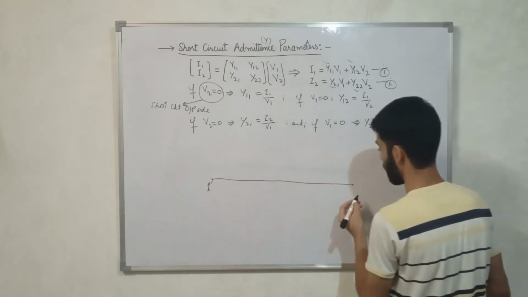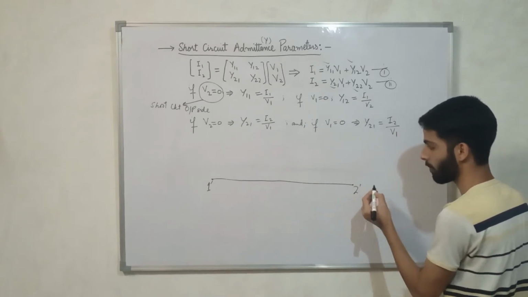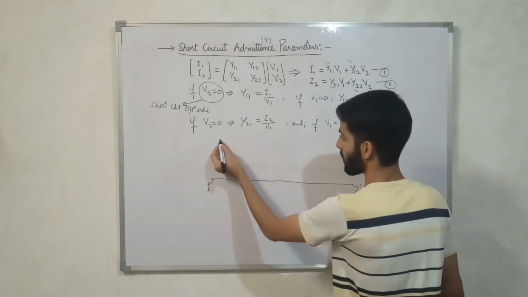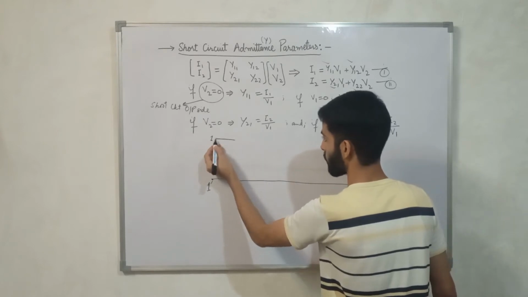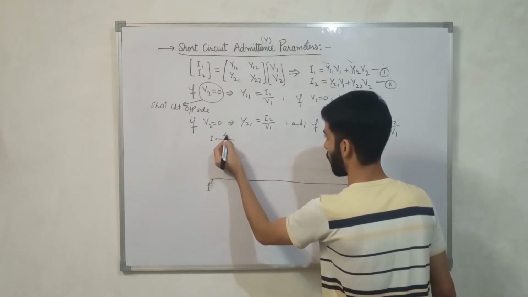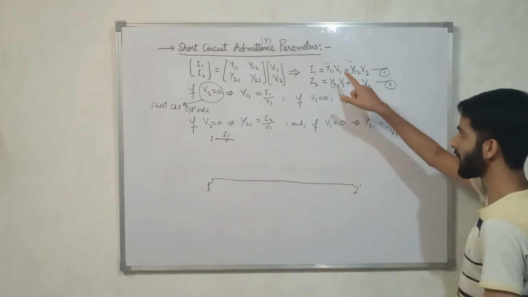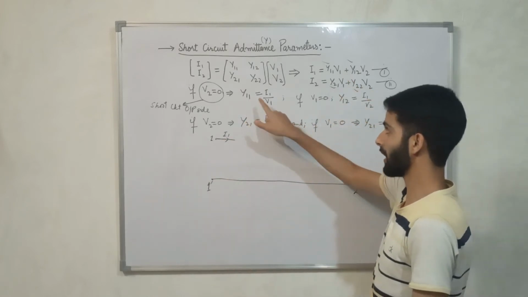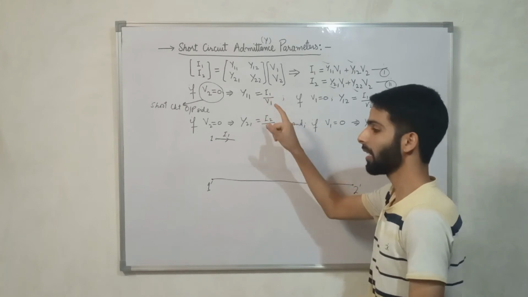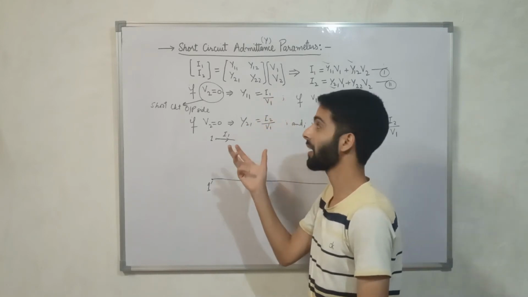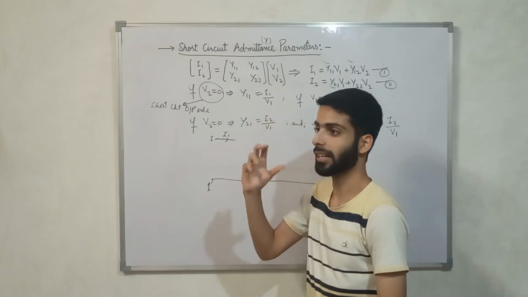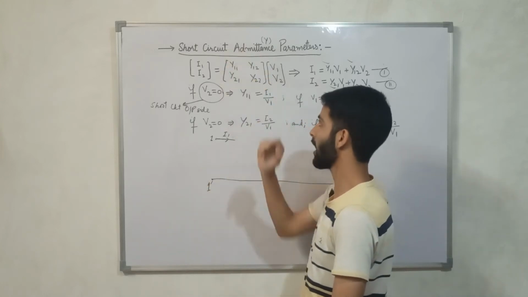One dash and 2 dash. This one is end 1. The current I1 will flow from here. So what is y11? It is I1 upon V1. V upon I is impedance Z. Then I upon V is the reciprocal of that, and that becomes the admittance.